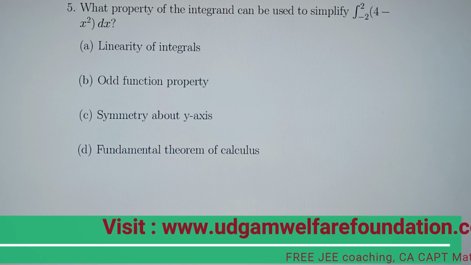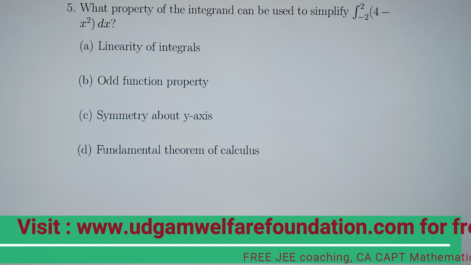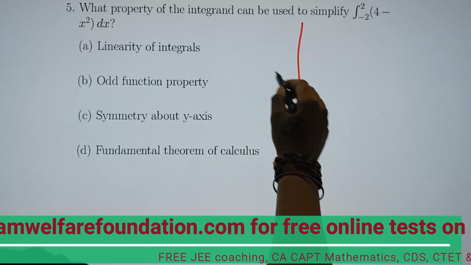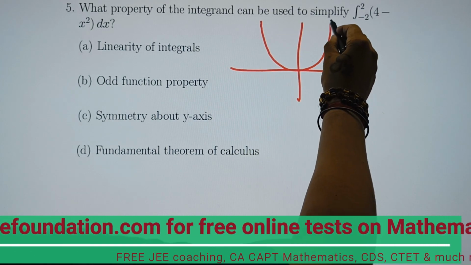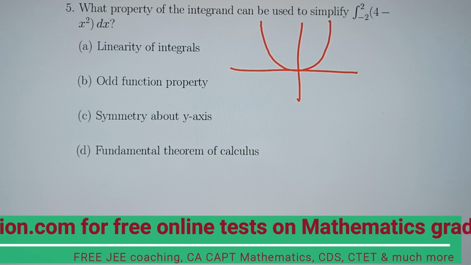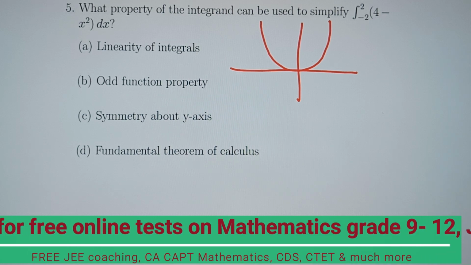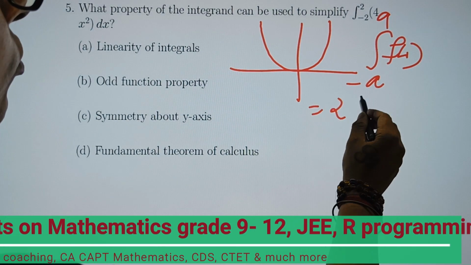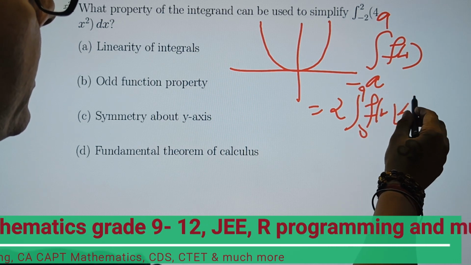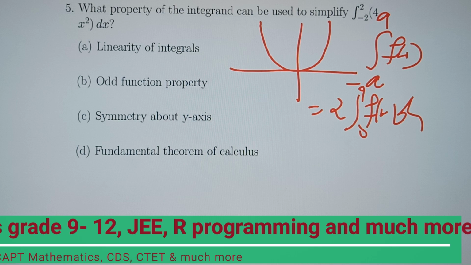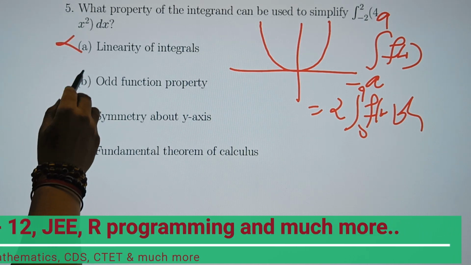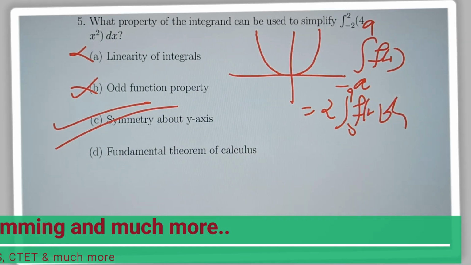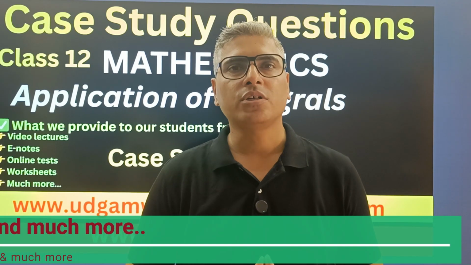So here comes our question number 5, which states what property of the integrand can be used to simplify the integral from minus 2 to 2 of 4 minus x square. Obviously we have used the symmetry over y-axis. That means if we have an even function, then we can simply use integral from minus a to a of f(x) dx is equal to twice of integral 0 to a of f(x) dx. Very simple. So this is the symmetry about the y-axis. So this is not the correct answer, because it is not an odd function property. Symmetry about the y-axis.